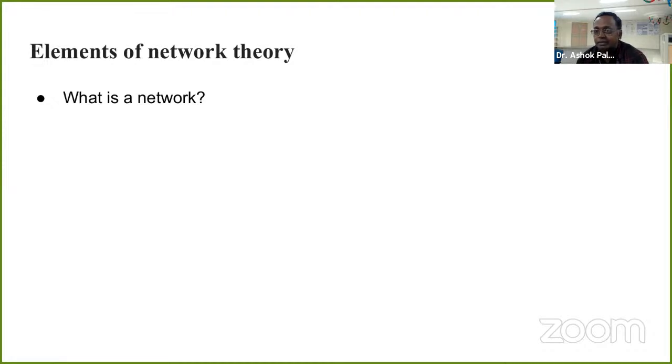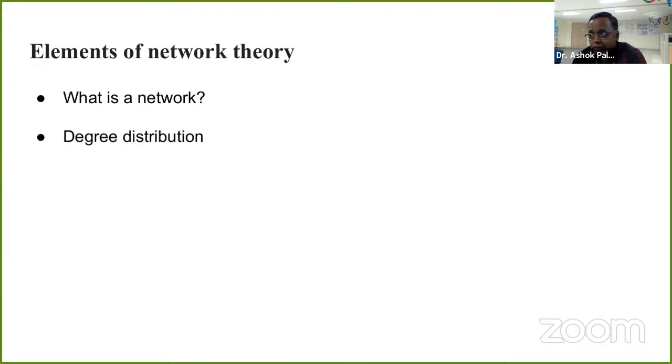So this is the network abstraction. That is, we are trying to model something as nodes and edges. Nodes are the players, and edges define some sort of relationship between a pair of nodes. So it's a set of nodes, and edges define some relationships between the nodes. All right, so that's a network.